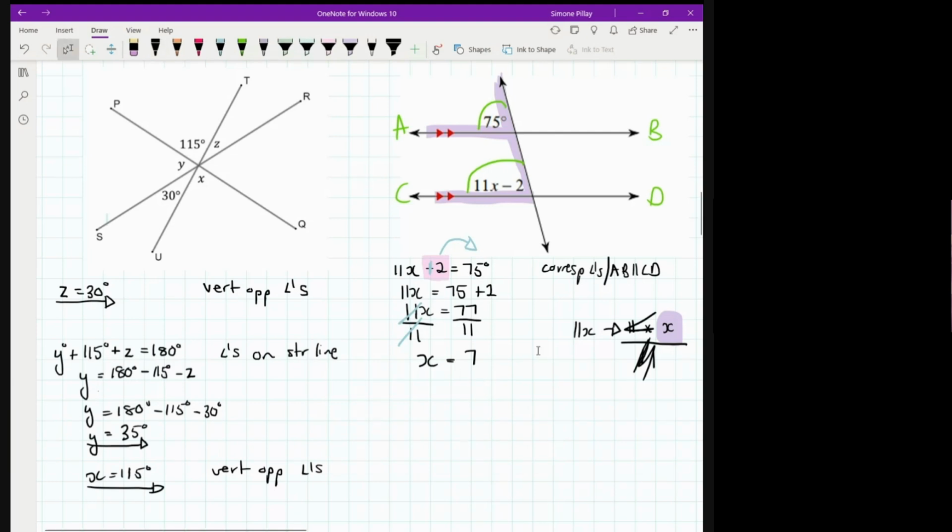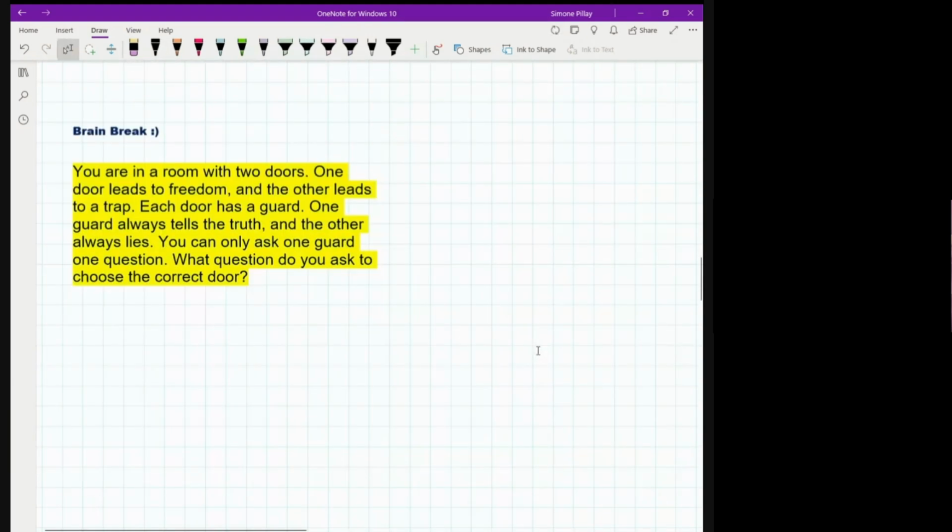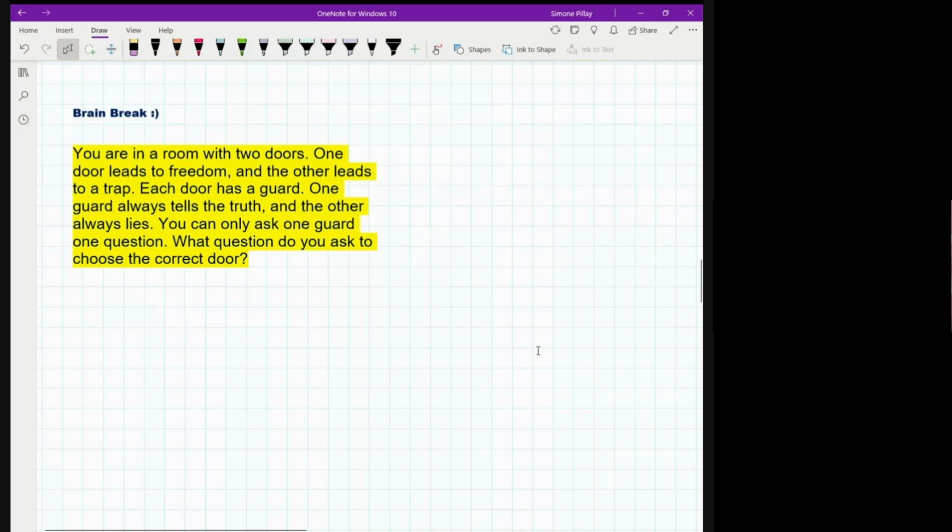Okay, brain break in 2 minutes. Brain break right now. Oh my gosh, you guys are never going to get this one. I have a brother who's in grade 9, and it took him half an hour to get the answer to this question. If anybody gets it right now in the next 1 minute, I'm going to call you a genius.